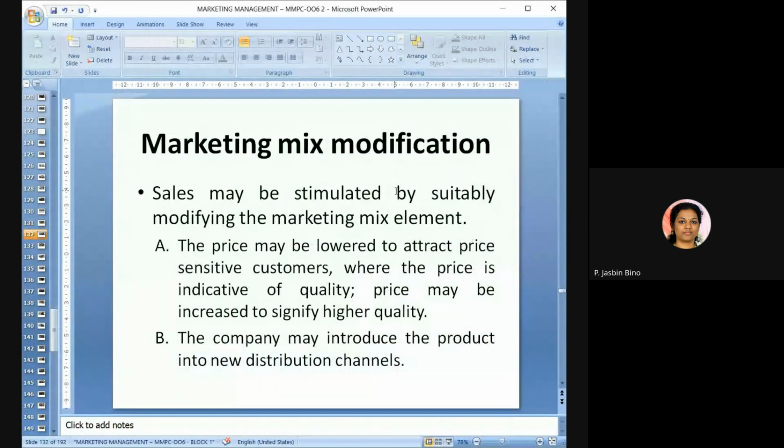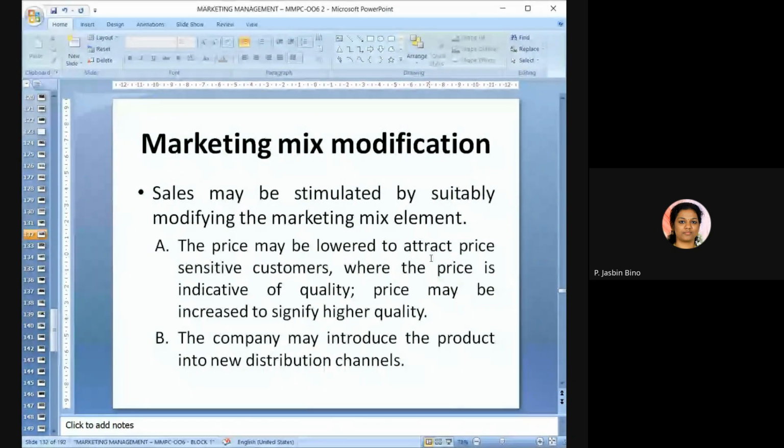Next one is marketing mix modification. You know what the marketing mix is, right? What are the four P's of marketing mix? Product, price, place, and promotion. In this, we can do some modification. Sales may be stimulated by suitably modifying the marketing mix elements. The prices may be lowered to attract price sensitive customers, or, where the price is indicative of quality, price may be increased to signify higher quality. So price can be modified.